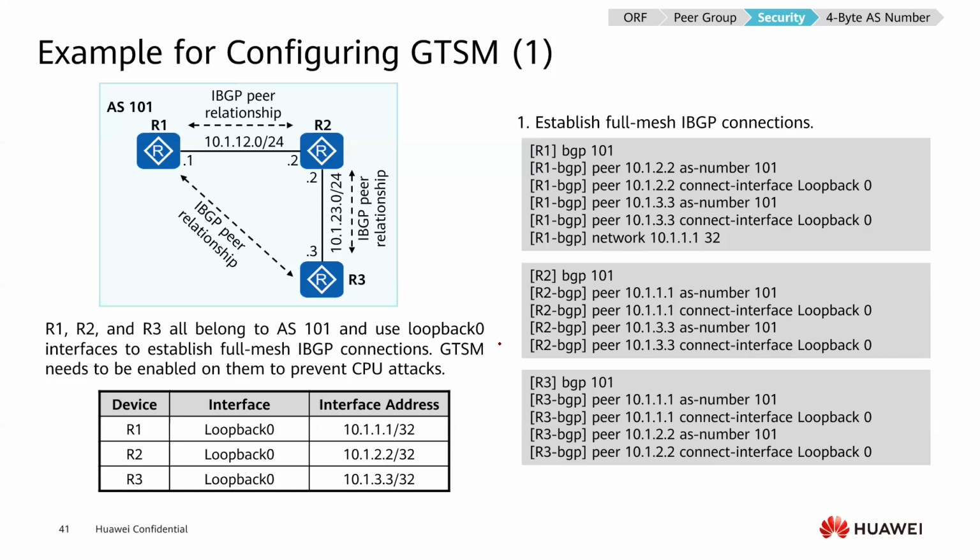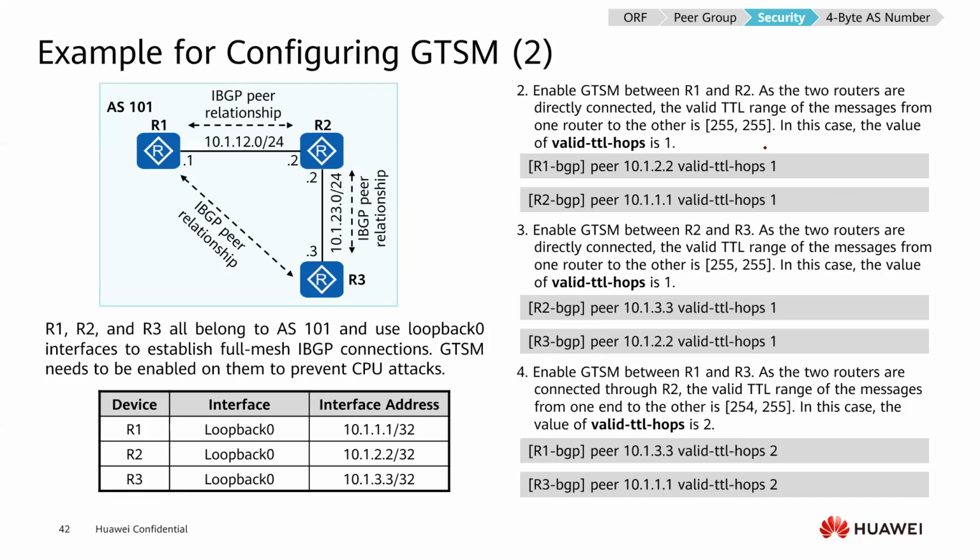In this example, R1, R2 and R3 all need to establish the IBGP relationship. First, you need to establish the full mesh IBGP, and then you need to configure the GTSM. This is the example for GTSM.